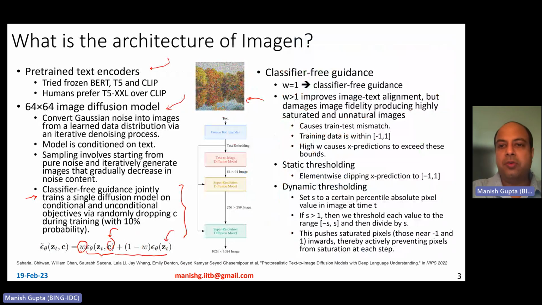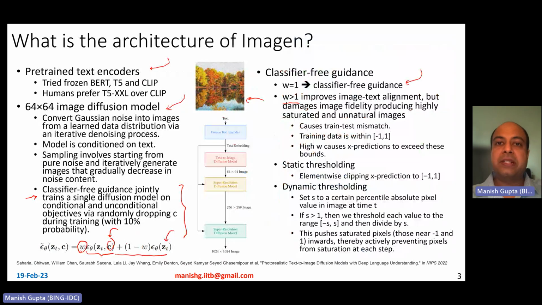Well, if you set w equal to 1, it is classifier-free guidance because, hey, you don't care about the classifier at all, right? But in fact, if you have w greater than 1, then this improves the image text alignment. But in general, what it leads to is bad image fidelity and produces highly saturated or unnatural images. Okay.